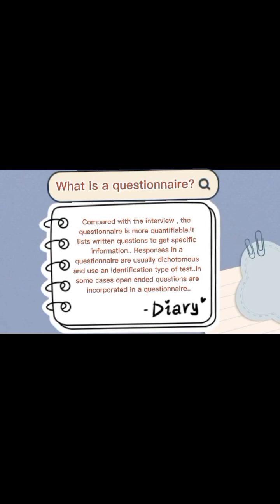What is a questionnaire? Compared with the interview, the questionnaire is more quantifiable. It lists written questions to get specific information. Responses in a questionnaire are usually dichotomous and use an identification type of test. In some cases, open-ended questions are incorporated in the questionnaire. So a questionnaire is what you will give to your audience for them to answer.